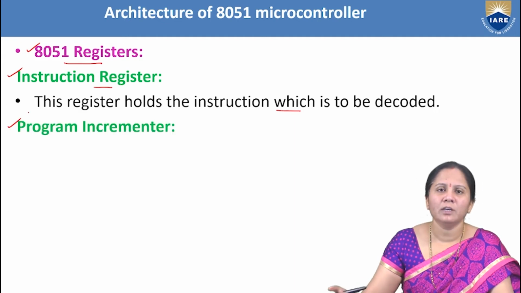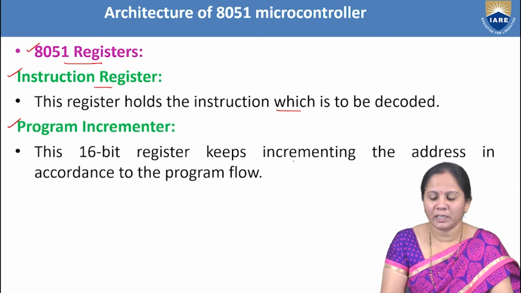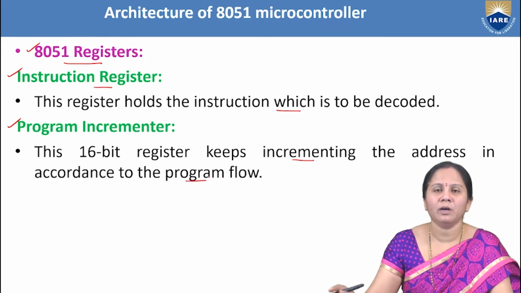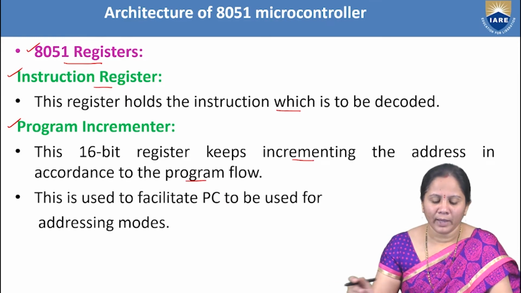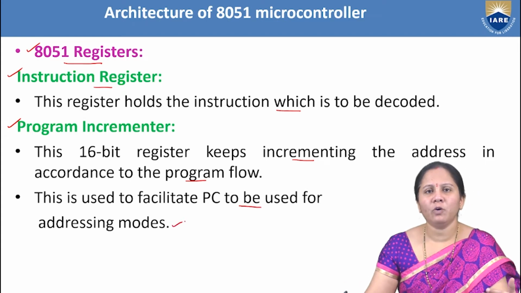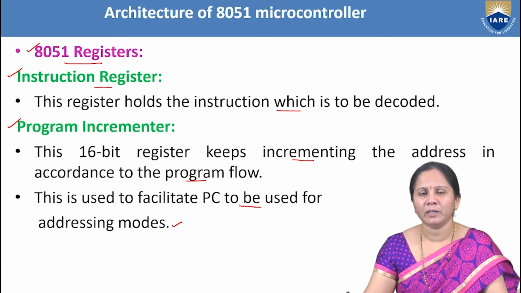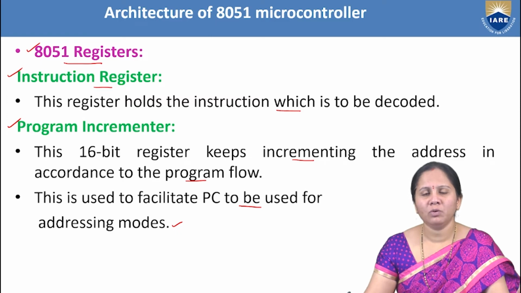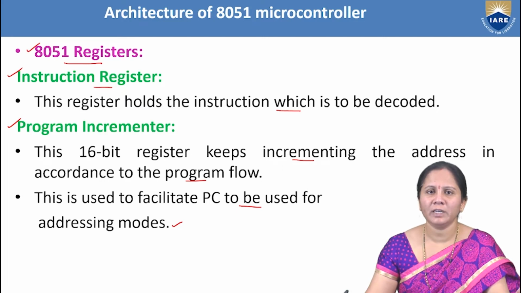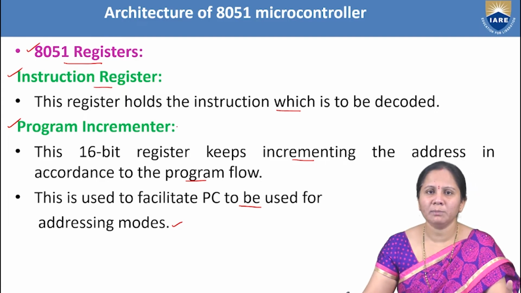The next one is the program incrementer. It is a 16-bit register that keeps incrementing the address in accordance with the program flow, and it is used to facilitate the PC for addressing modes. We have the PC register, and after the PC register in the block diagram, we have the program incrementer. The program counter holds the address of the next instruction that is going to be fetched. After each instruction is fetched, the program counter will be incremented by 1 with the help of this program incrementer. It is a 16-bit register.